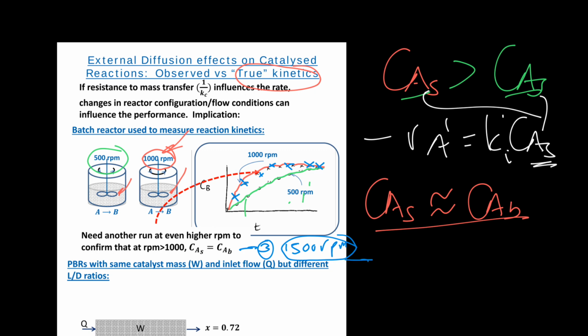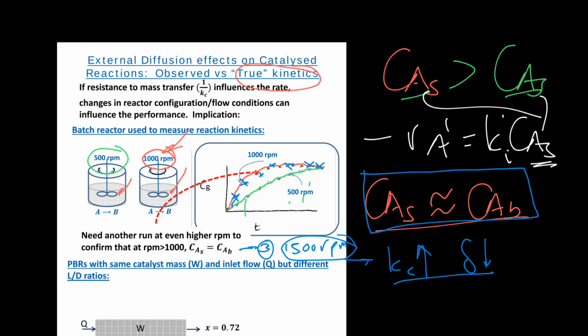RPMs, and by increasing that I increase my Kc, because I am decreasing the thickness of my viscous boundary layer. Even if I do that, I do not improve the rate even further, which implies that I've hit this limiting scenario where the Ca surface is equal to Ca bulk. So if I operate at 1000 RPMs, I have already satisfied that condition.